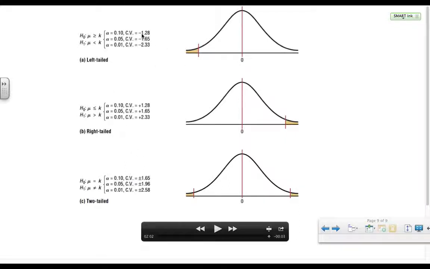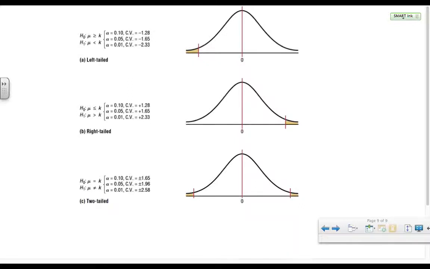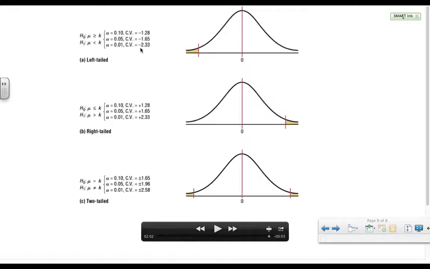For a left-tailed test, these are our critical values, and for us to be able to reject the null hypothesis, which is what we want to do, the values have to be less than these numbers. If alpha equals 10%, it has to be less than negative 1.28. If alpha equals 0.05, it has to be less than negative 1.65. And if alpha is 0.01, it needs to be less than negative 2.33. The right-tailed test is just the opposite. It has to be greater than those values. And for a two-tailed test, the numbers are bigger because we have to split the region in half. So 1.65, 1.96, and 2.58.